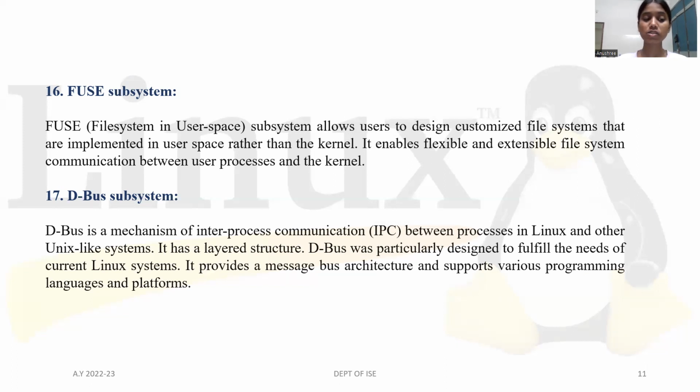Dbus subsystem. Dbus is a mechanism of interprocess communication between the processes in Linux and other Unix-like systems. It has a layered structure. Dbus was particularly designed to fulfill the needs of current Linux systems. It provides a message bus architecture and supports various programming languages and platforms.